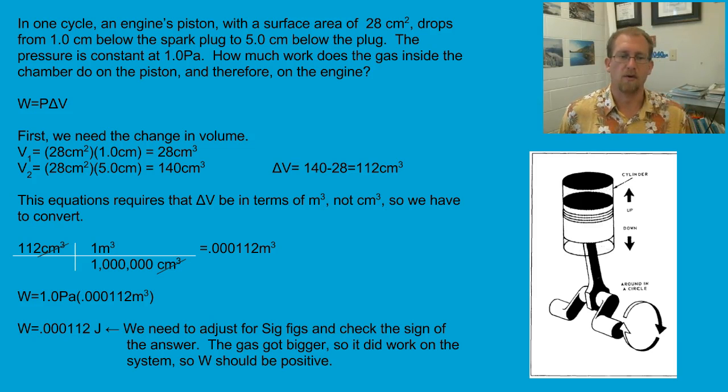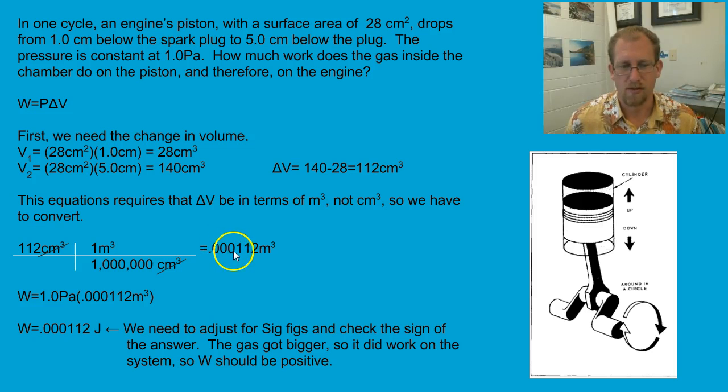This equation requires that delta V be in terms of cubic meters, not cubic centimeters, so we have to do some conversions here, okay? So 112 cubic centimeters, and then we have to go to cubic meters. There are 1,000,000 cubic centimeters in a cubic meter, giving me 0.000112 cubic meters is my volume. So I need to have it in cubic meters. So work equals 1 Pascal times this. This times 1 is that.